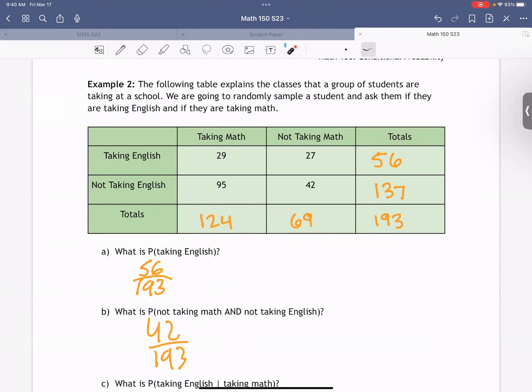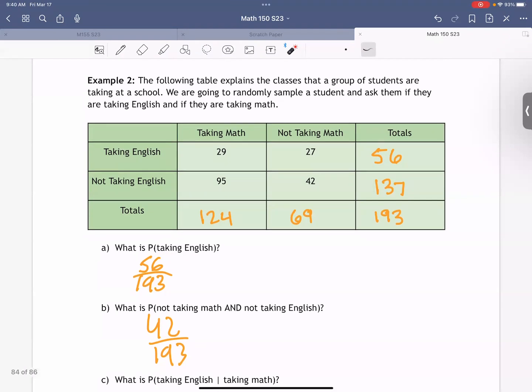For part A, we want to know the probability just of selecting someone who is taking English. So nothing is known here. We're just taking someone out. We want to know if they're taking English or not. Nico, did you write this one up? Yeah. All right, you want to take us through this one?